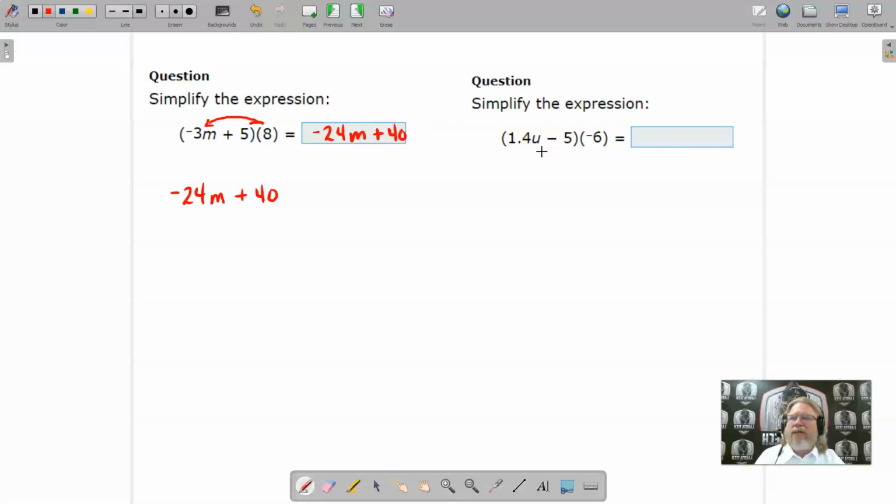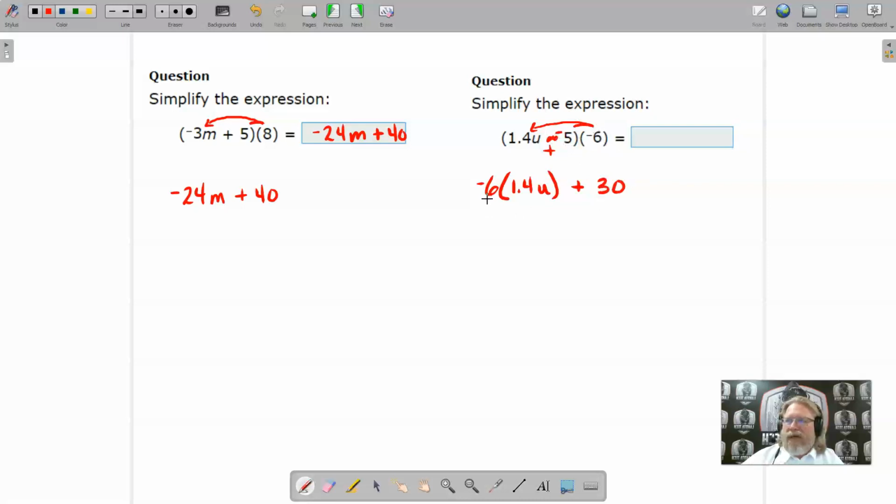And then we get to decimals. Oh, goody. So let's see. Let's go ahead and write this one out, I guess. So we're going to multiply this negative 6 times 1.4u. And then we also have negative 6, but think of this as plus negative 5 instead of minus 5, so plus a negative 5. So it's going to be addition. Negative 6 times negative 5, it's going to be a positive 30. We can do that part there on that step.